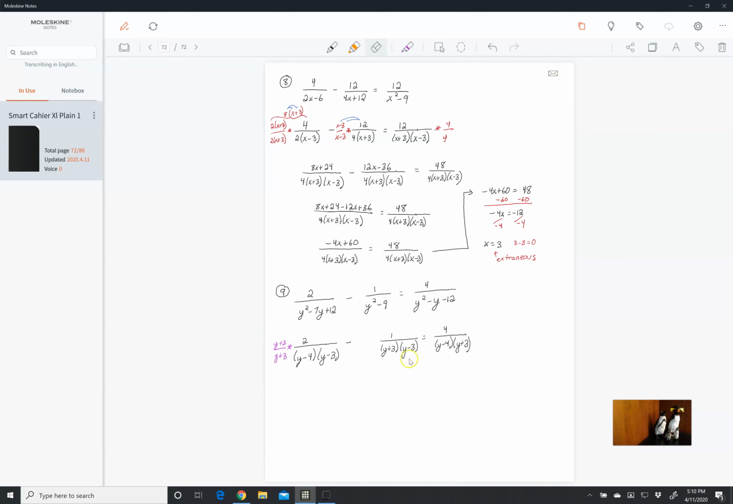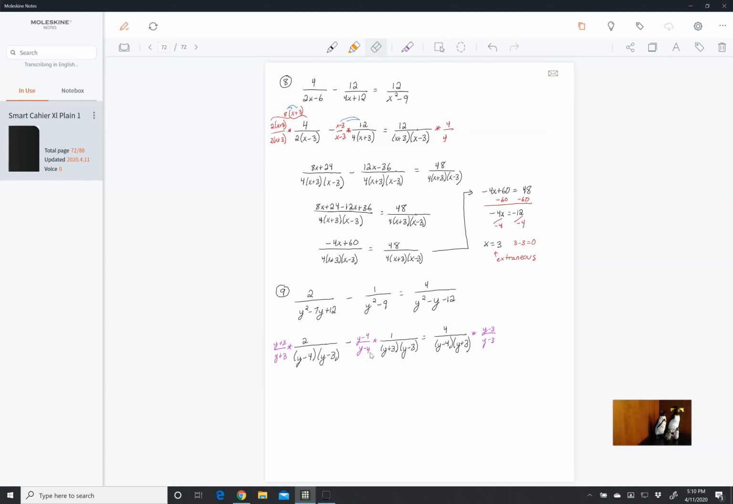If we look at the middle one, this one has a y minus 4, this one doesn't. This one has a y minus 3, this one it's already included, so we don't have to worry about it. Again, we're missing a y minus 4. The y plus 3 is already there, so we can just multiply by y minus 4 over y minus 4. And then in this last one, we're missing the y minus 3. The y minus 4 and the y plus 3 from these other denominators are already included. So we're going to multiply by y minus 3 over y minus 3.